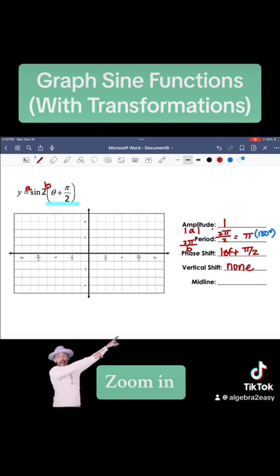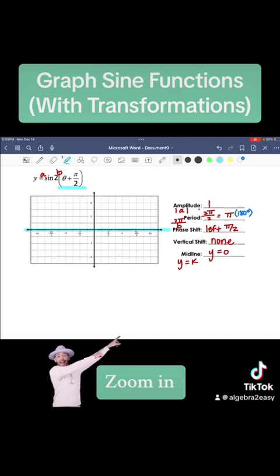The midline is going to be where y is equal to k. We didn't have a k. So that means that y is just equal to 0. And think about your midline. It's going to be that line that cuts your graph in half. I'm going to highlight our midline of y is equal to 0. That's just going to be the x-axis.